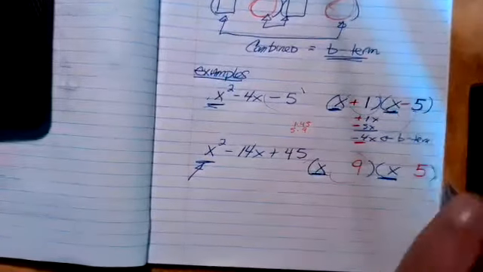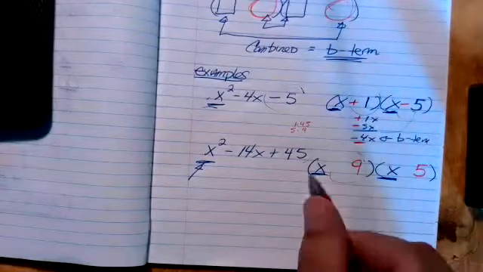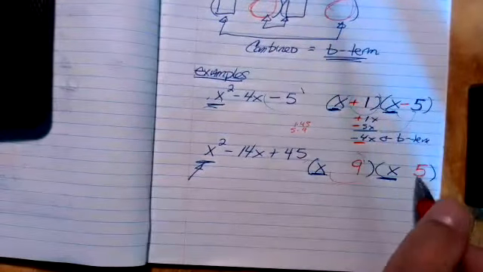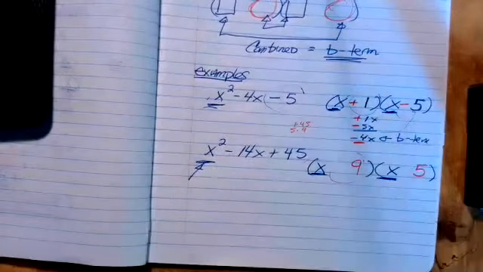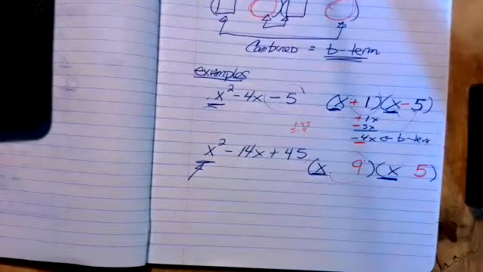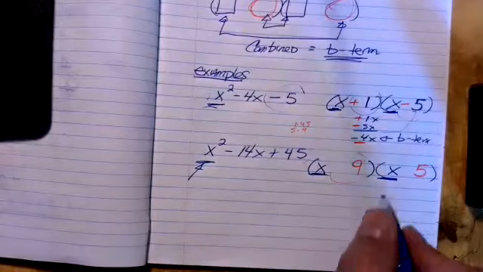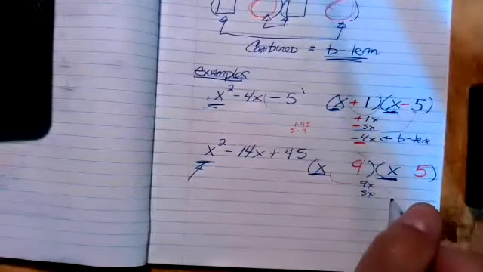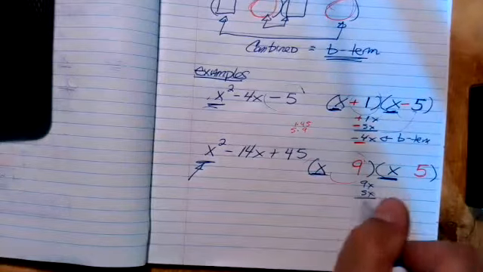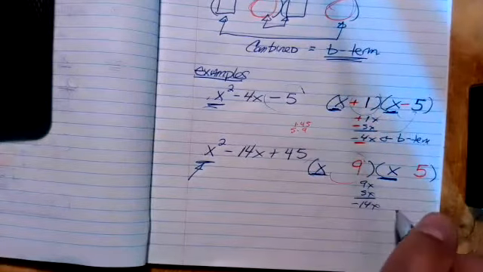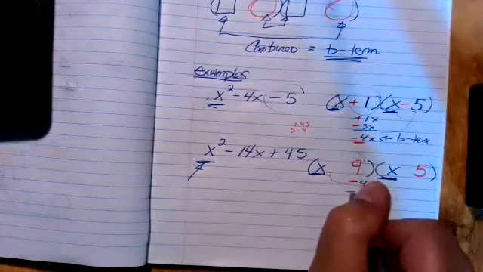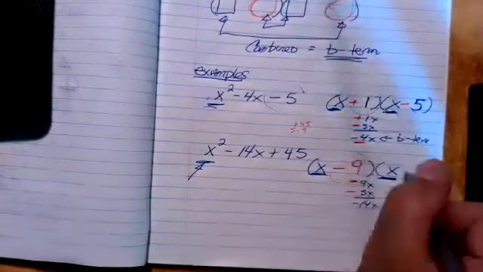Because I see already with 9 times 5, my inners and outers will give me 14, the 14 I'm looking for. So this will give me 9x, this will give me 5x. I need a -14x. So that means that these signs have to be a -9 and a -5.